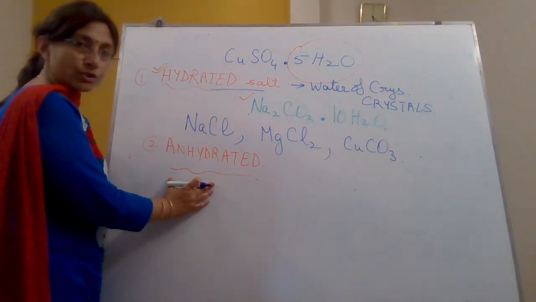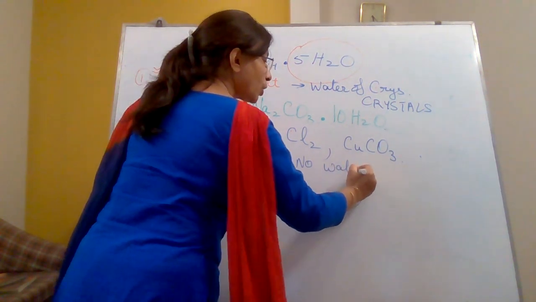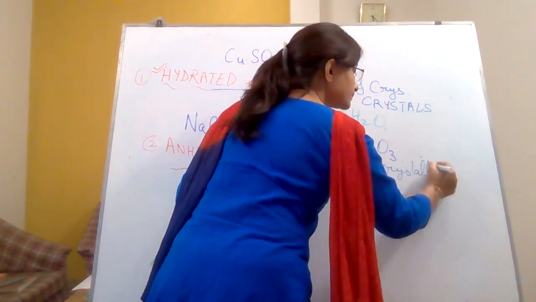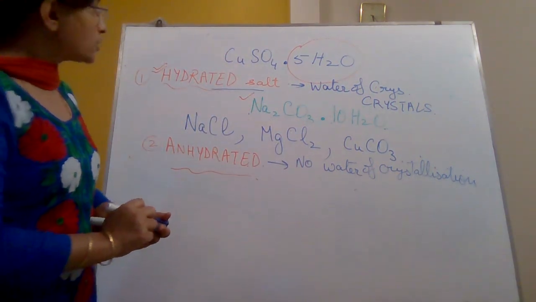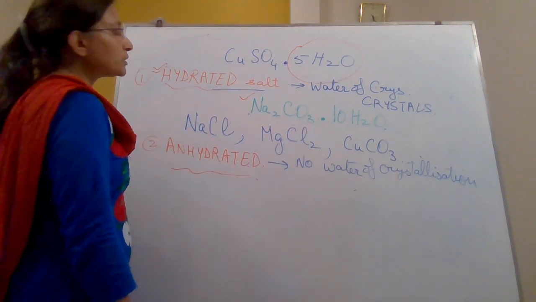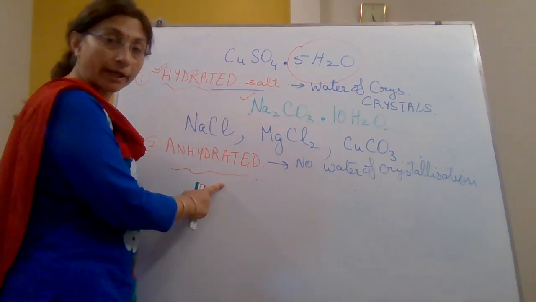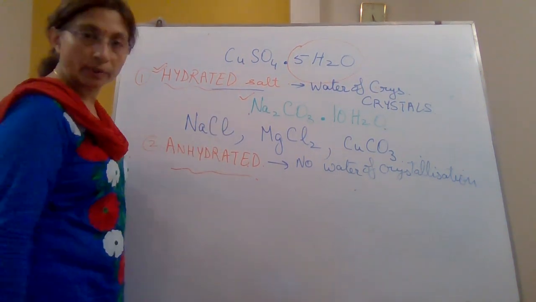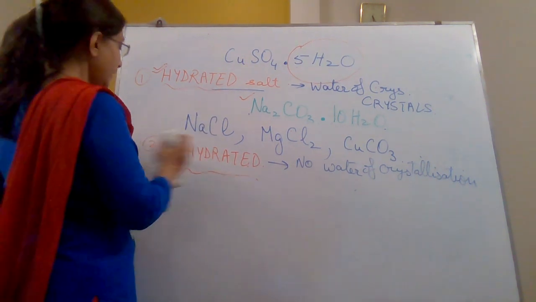and the anhydrated salts are the ones in which no water of crystallization is present. So anhydrated and hydrated. Class, is it possible that hydrated salt is converted to anhydrous salt? क्या हम एक hydrated salt को anhydrous salt में convert कर सकते हैं? Is there a method? Yes, we can convert hydrated salt to the anhydrous salt.